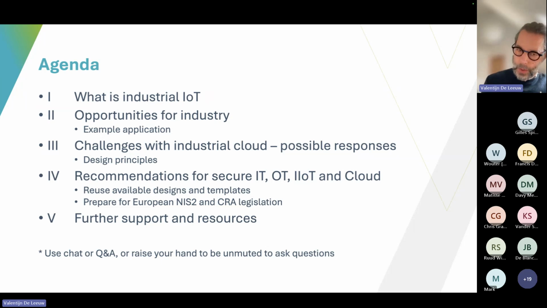We touched on that also in a little bit more detail in a webinar last December. But here I will again briefly mention that and provide some references and links. And then we'll talk about further support and resources for you.